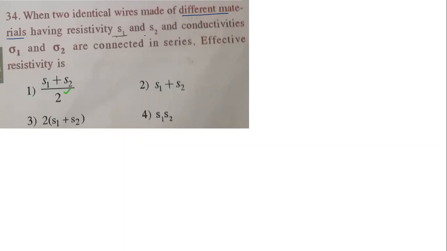Having resistivity S1, S2, conductivity ρ1 and ρ2, connected in what combination? Series combination. Series combination means two resistors, right? So what is the formula for a series combination? R equal to R1 plus R2. Okay, conductivity is given, effective resistivity is asked. What is the formula for resistance? We know resistance equal to rho L by A.